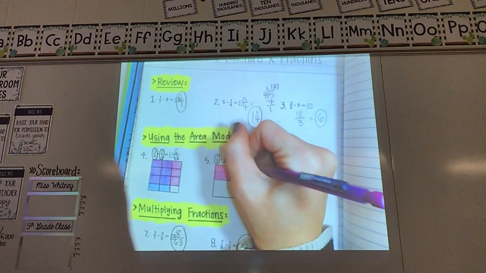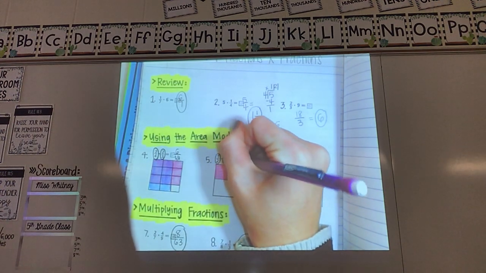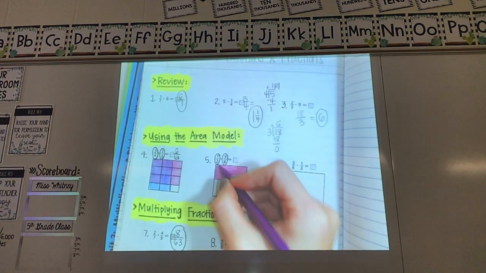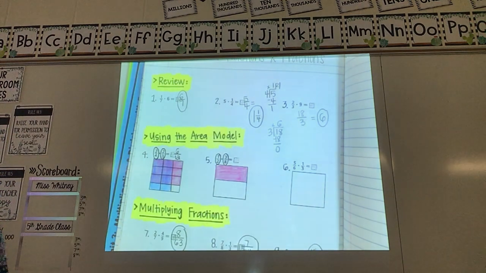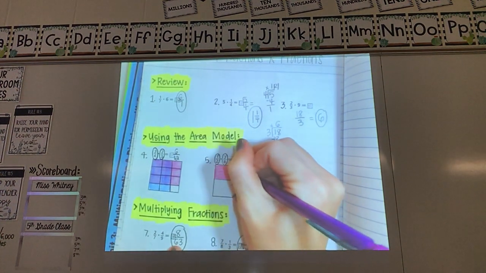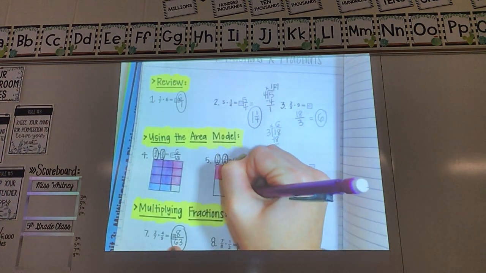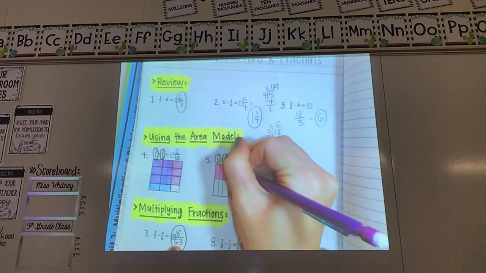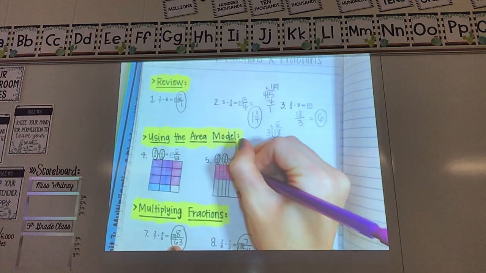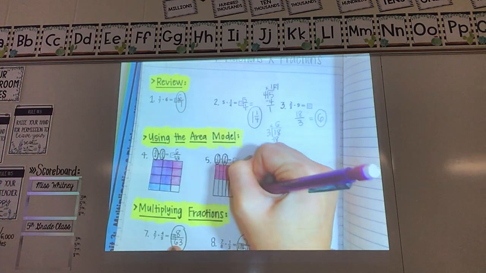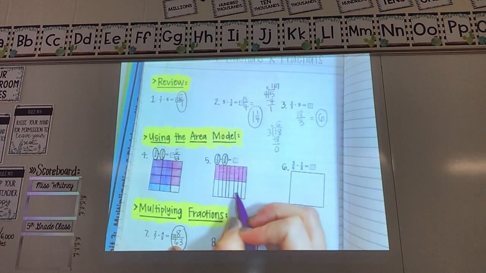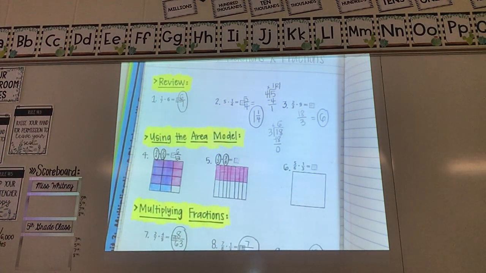Then I'm going to look at my second fraction, and I'm checking out that bottom number. What is my bottom number on my second fraction? An 8. So going up and down, I need to divide my square into 8 pieces. Try to get them as even as you can. Count carefully to make sure you get 8 in there. Double count. 1, 2, 3, 4, 5, 6, 7, 8. I have 8 there. Now I'm going to grab my second color.